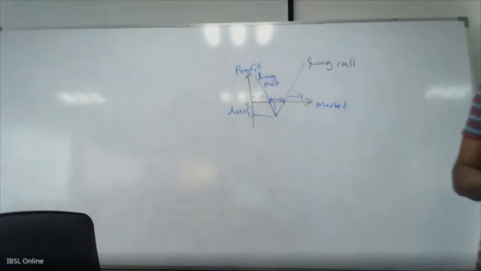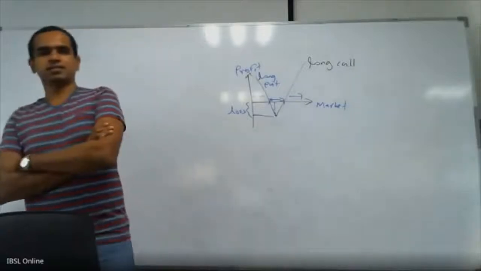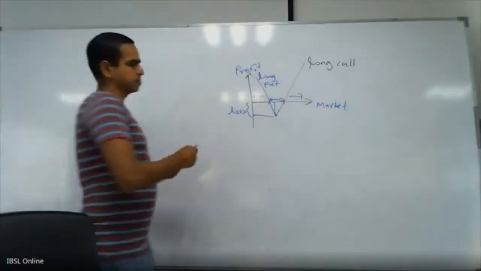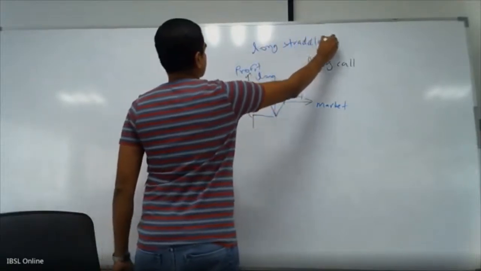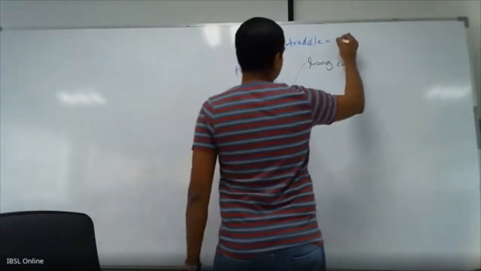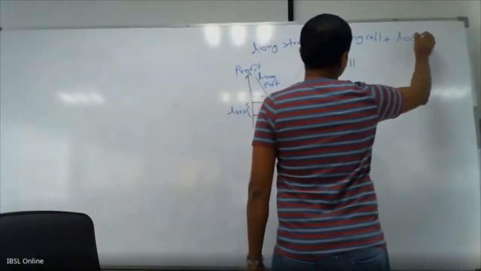So when do you think this strategy is useful? You should make use of this strategy when you feel the market is stable or volatile. Yeah, when the market is volatile. Right? When the market is volatile, you can make use of this strategy. You need to go long straddles. Right? It's called a long straddle. So a long straddle is the combination of long call plus long put.